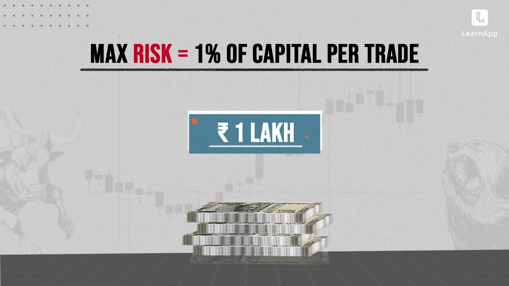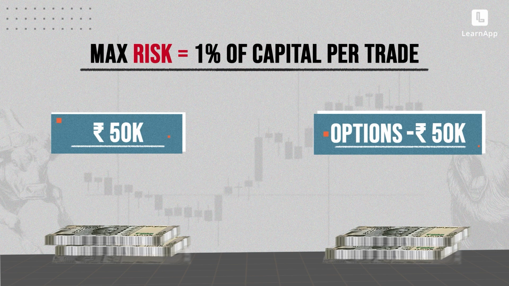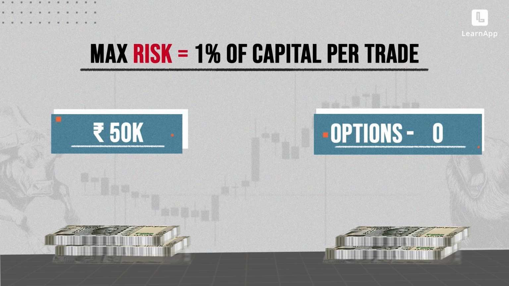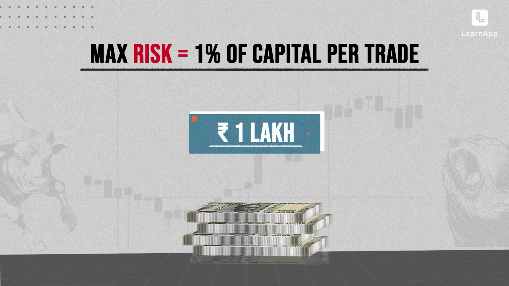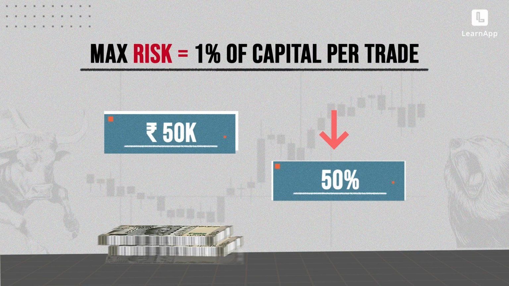So let's take an example. Let's suppose I have 1 lakh rupees and somehow I buy options worth 50,000. Now let's suppose that option ka value becomes 0 because when you buy options, they can go to 0. How much did I lose on my capital? 50%. Half. And your sanity, and you'll go into depression.